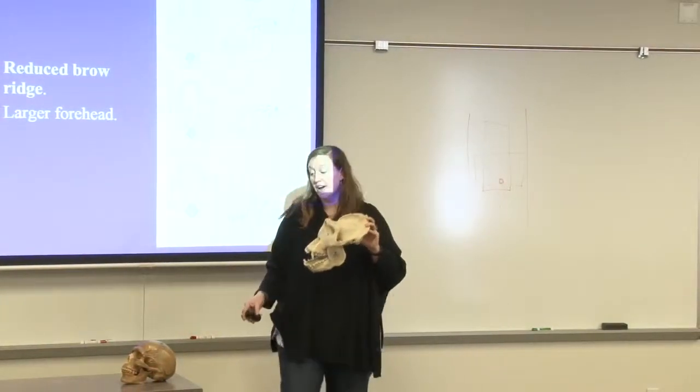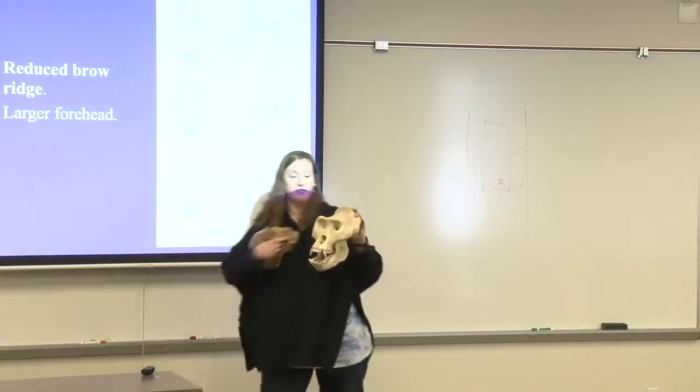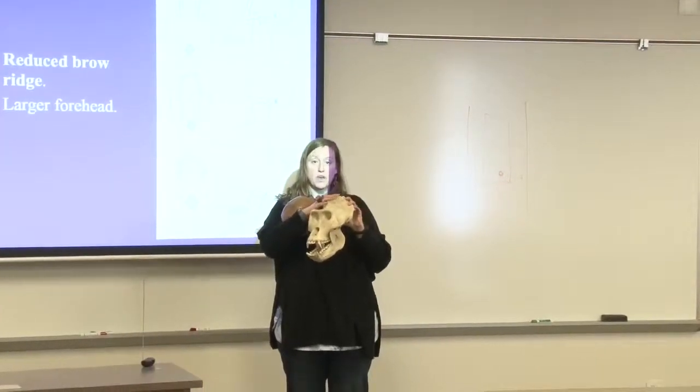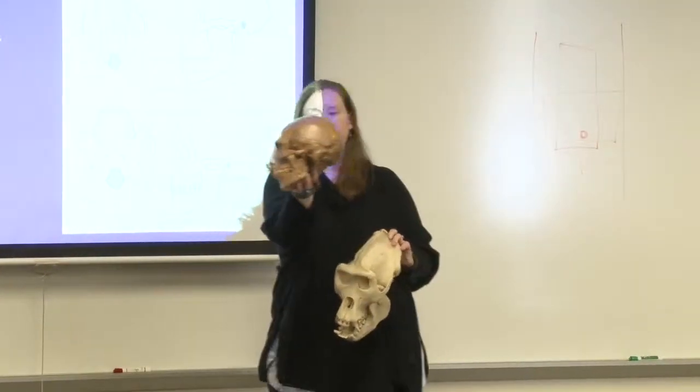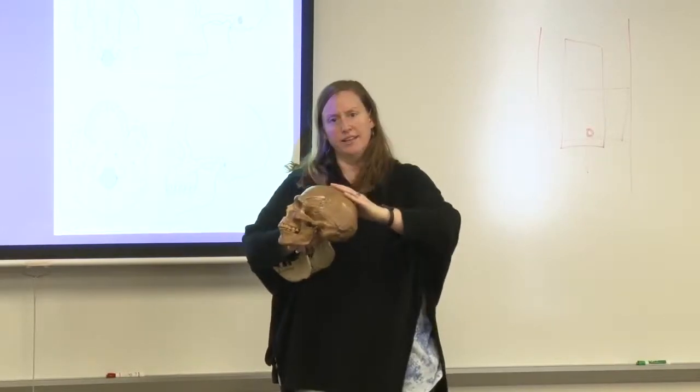There's a larger forehead in humans, right? There's not much of a forehead going from the brow ridge to the skull or the brain cavity here. You don't really see much. But if you take a look at the human skull, we have a really large forehead.